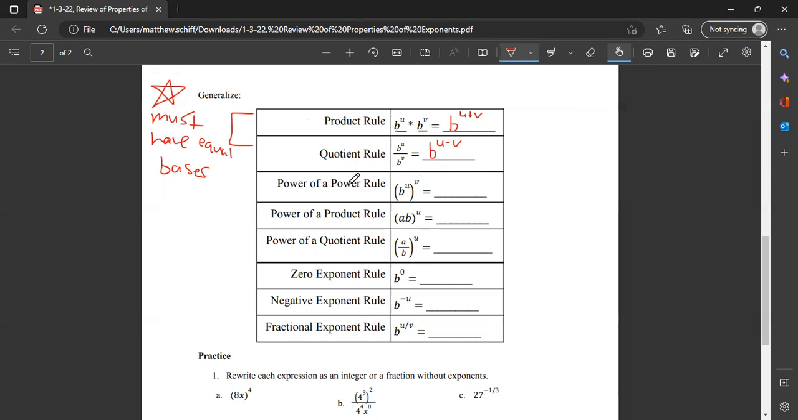So the power of a power rule: b to the u, and then that exponential is raised to another exponent v. What you must do there is multiply the exponents. So you get b to the power of u times v. The power of a product rule: when you have a product raised to a power, you may distribute the exponent to both terms. So you get a to the u times b to the u.